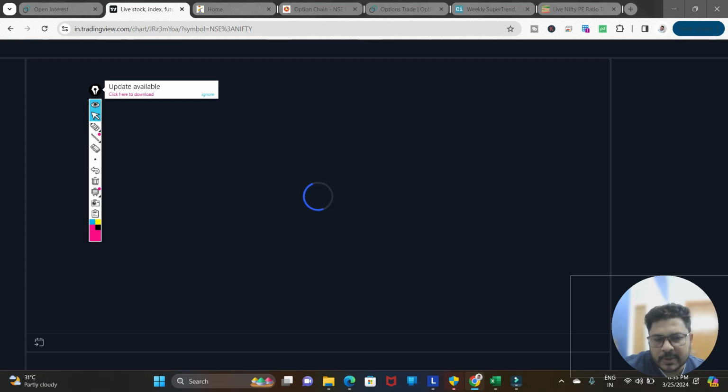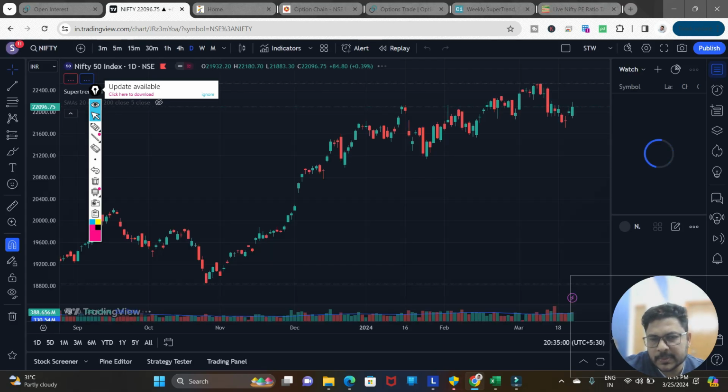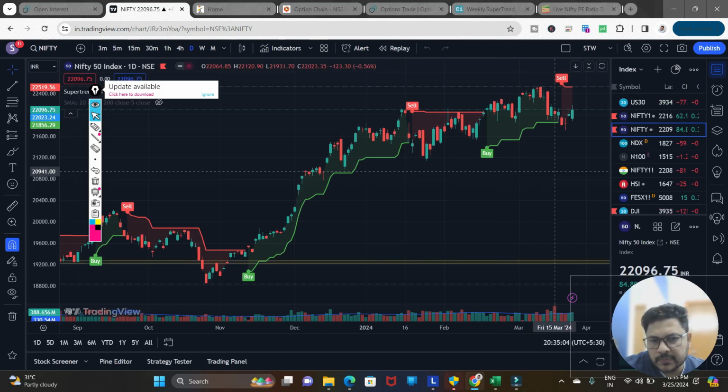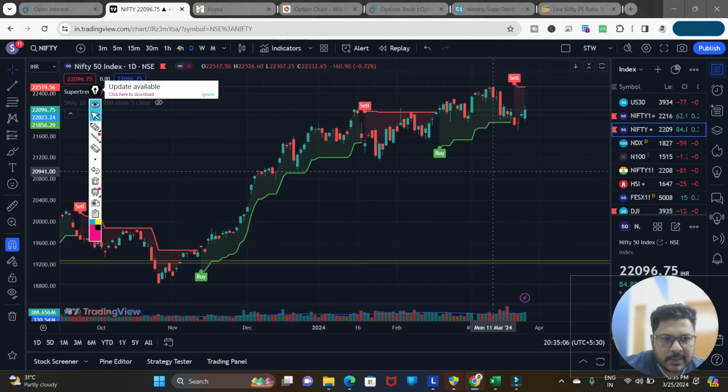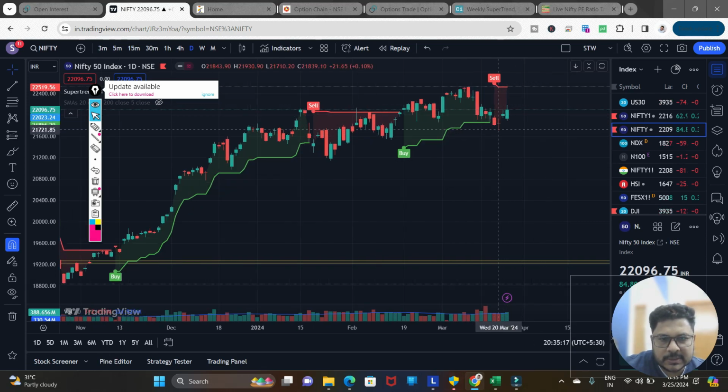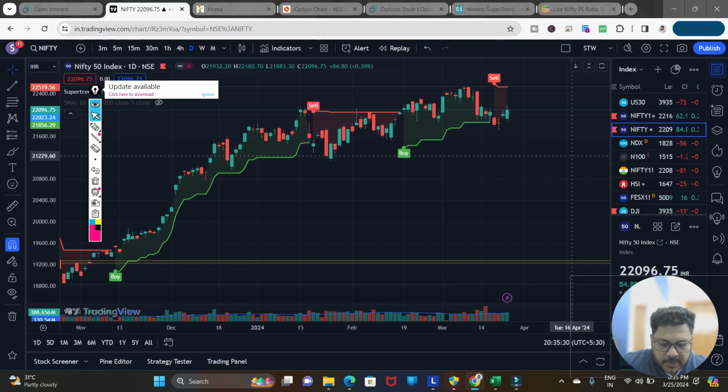You should always have multiple setups to get a perspective, because one setup will show a different angle and a different perspective also. So here you can see on a daily time frame, the super trend has given you a sell signal, and usually whenever there is a sell signal like this, there will be a drop.